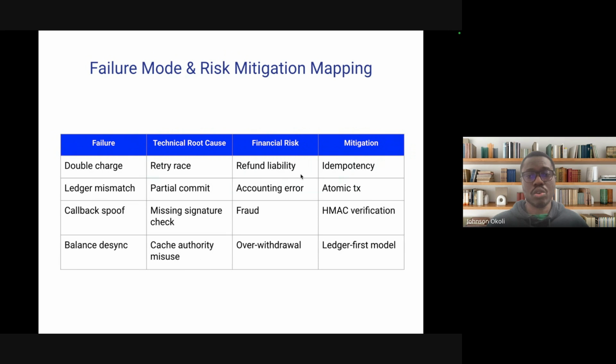With that, it's going to cause refund liability. But with the key, you're able to know that okay, this operation has already run before, and then you prevent the retry from running again.